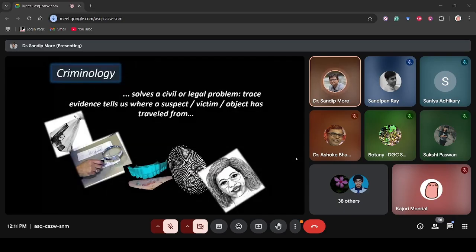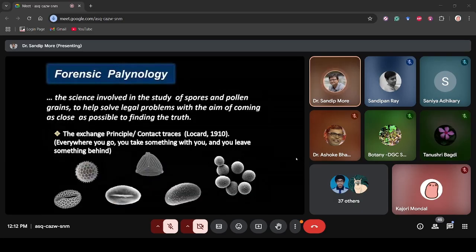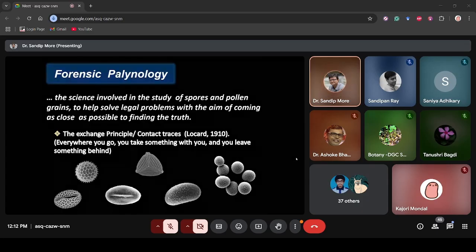But for the first time in India, I did my PhD in forensic palynology, and I have introduced this subject in India, where I tried to solve murder, rape, accident, this type of problems by the study of spores and pollen grains of plants. Is it possible? Is it believable? Maybe not. But here you see the concept of forensics is based on only a single principle, which is called the exchange principle, or the locus contact trace principle.